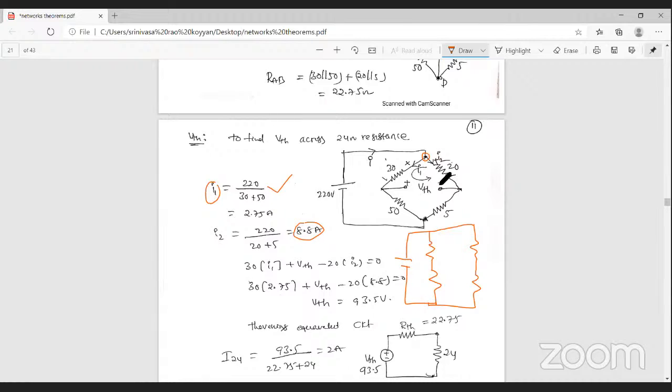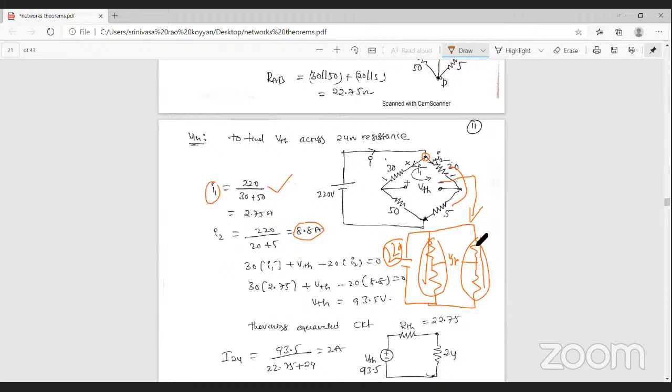The network can be rewritten, redrawn by rearranging it, with 220 volts and 220 volts. This is the 220 volts. These two resistances are in series, and the same here, these two resistances in this part. To find out the voltage across these two terminals, that is VTH. These 220 volts are present across these two terminals and these two terminals.